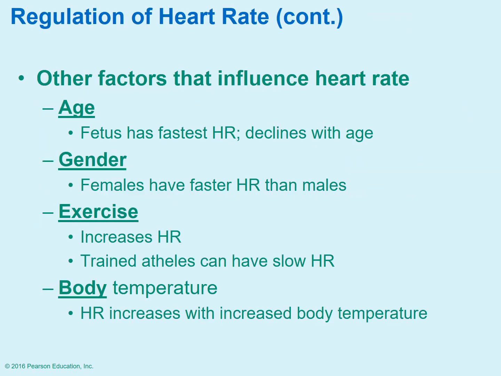Some other factors that can influence the heart rate: age. The fetus has the fastest heart rate. As we get older, it starts to slow down, as a lot of things slow down as we age. Gender plays a role. Females tend to have a faster heart rate than males do. Exercise, typically, is going to increase your heart rate. Now, if you are a trained athlete, you tend to have a slower heart rate. Body temperature: heart rate increases as the body temperature increases. And likewise, if the body temperature decreases, the heart rate decreases.